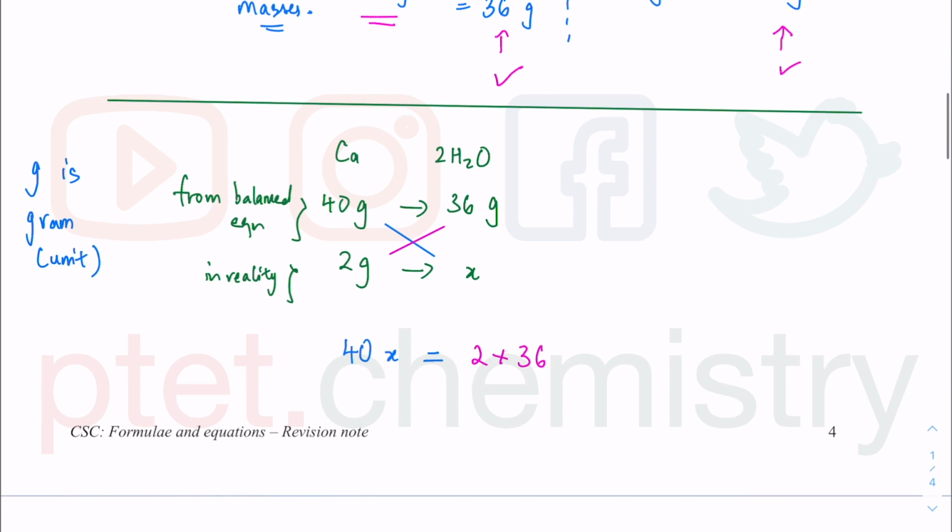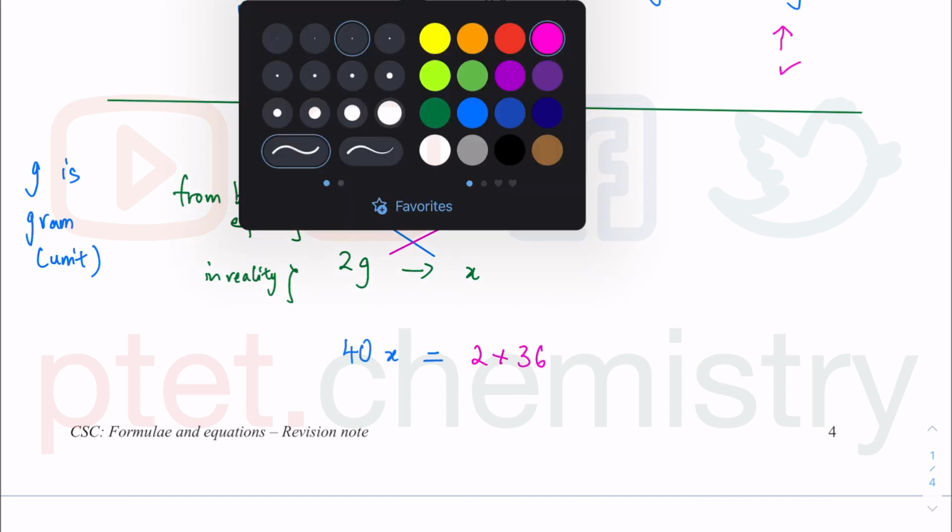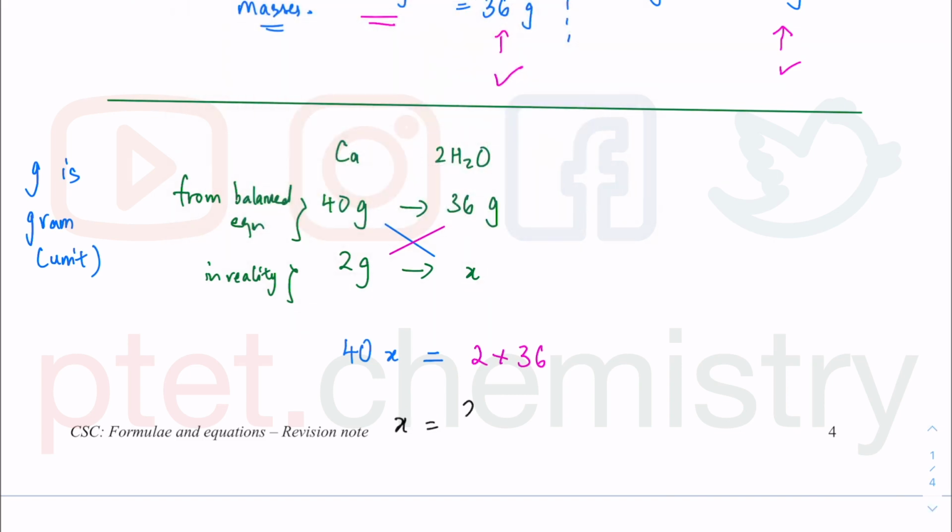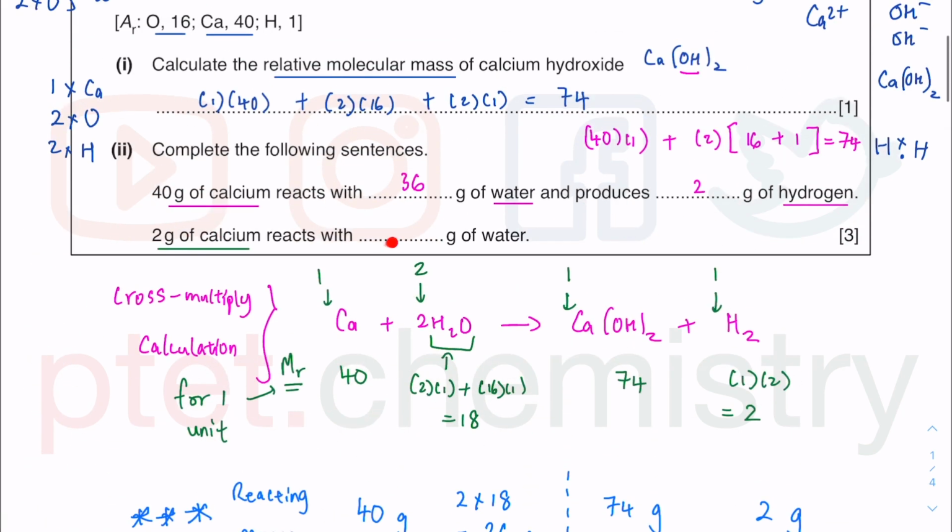Now this is 40 times X. How do you find X? X is equal to, I better use a different color just to avoid confusing you, 2 times 36 over 40. And you press that onto your calculator and you should get 1.8 gram. So we are saying that 2 grams of calcium will react with 1.8 grams of water. So I hope that makes sense there.